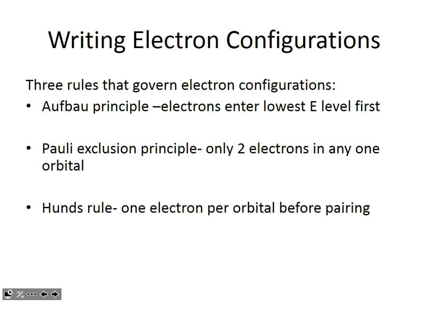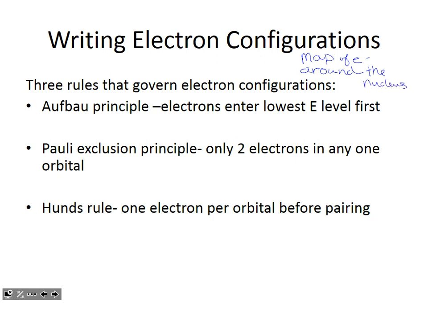So we're going to use energy levels, sublevels, and orbitals to describe the placement of the electrons. The placement of the electrons is called electron configurations. The electron configuration is kind of a map of the electrons around the nucleus of the particular atom we're talking about. So these are the rules that we use to govern the writing of electron configurations.